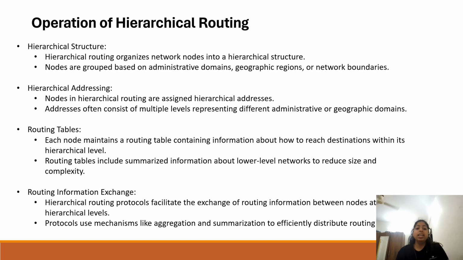Routing tables. Each node maintains a routing table containing information about how to reach each destination within each hierarchical level. The routing table includes summarized information about lower level networks to reduce size and complexity. Routing information exchange. Hierarchical routing protocols facilitate the exchange of routing information between the nodes at each hierarchical level. Protocols use mechanisms like aggregation and summarization to efficiently distribute routing information.